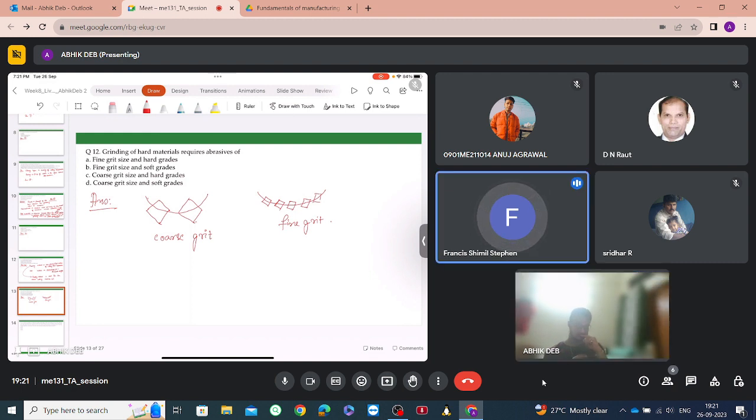Is there any possibility the hard material will be having a small microstructure, isn't it? No, no, no. Not possible. Okay. Any other?